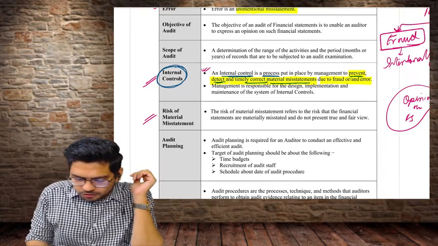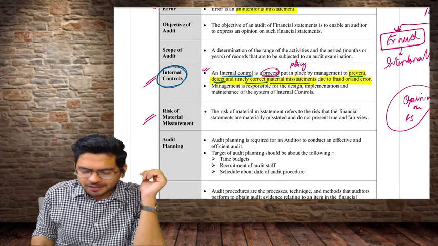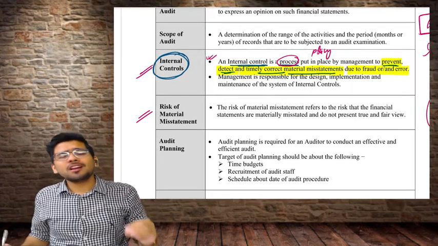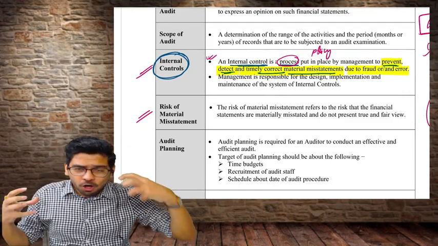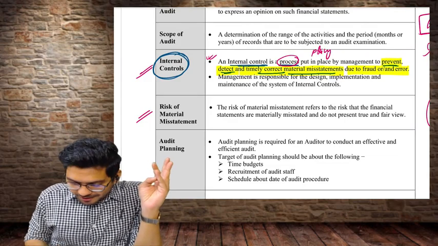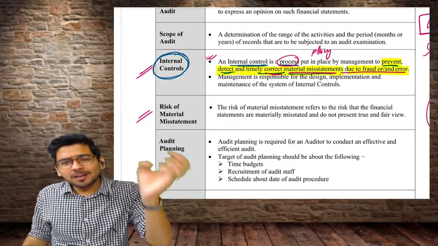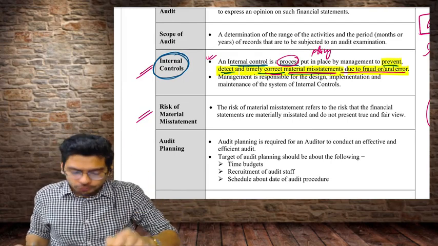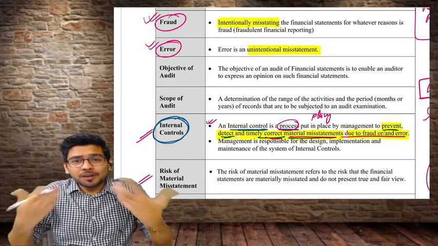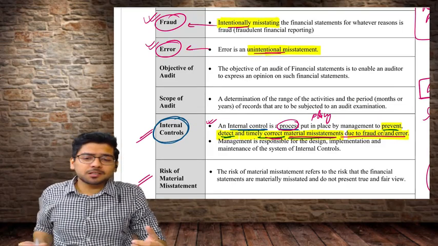Internal control is a process. When I say process, you can also write, as you have learnt in EIS also, it can be policy, it can be procedures. So internal control is a policy, procedure, or a process put in place by the management to prevent, detect and timely correct material misstatements due to fraud and error. You all know that misstatements can happen only because of two reasons, either due to fraud or due to error. When misstatement is done intentionally, we call it fraud. When it is unintentional, we call it error.